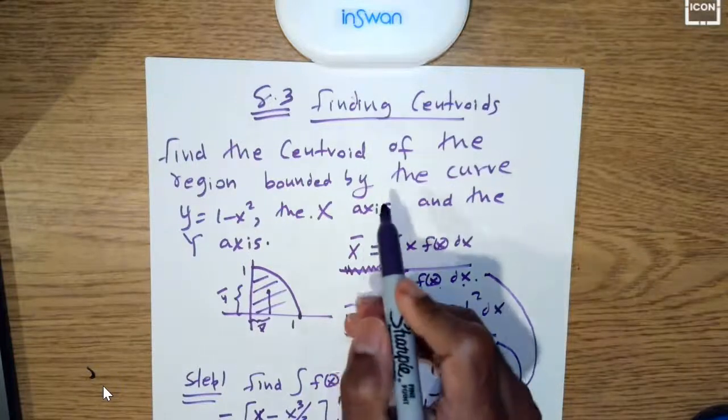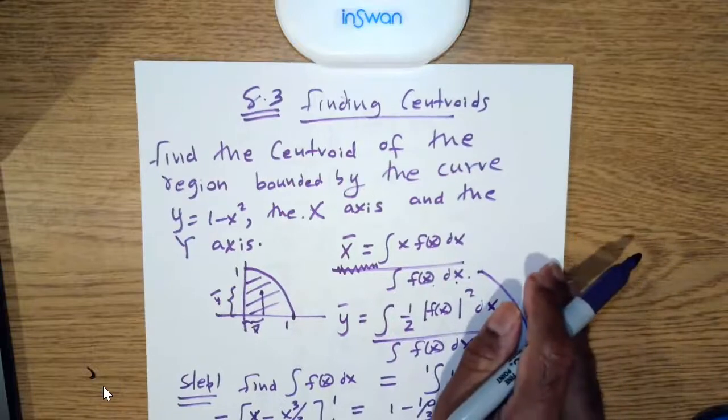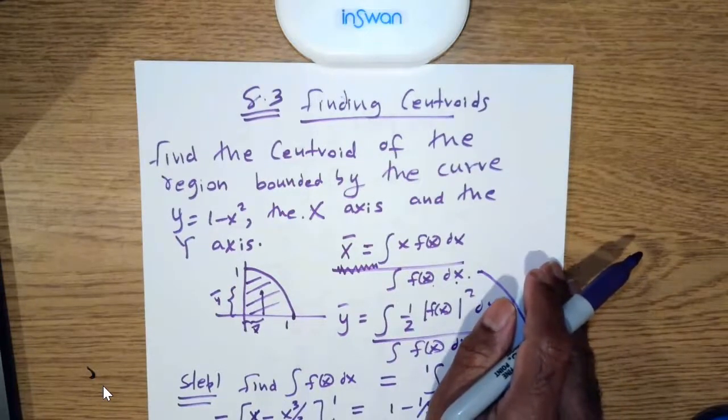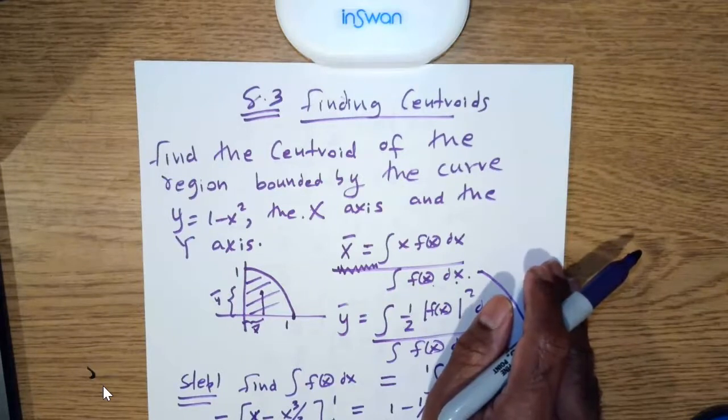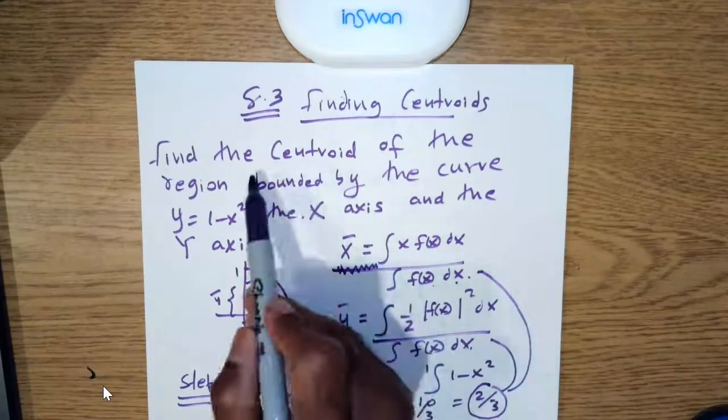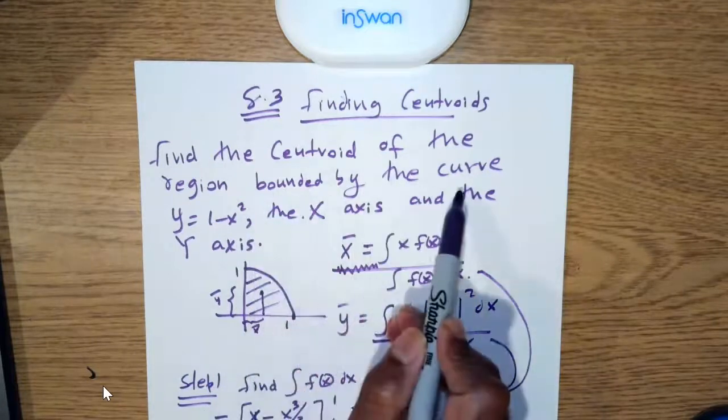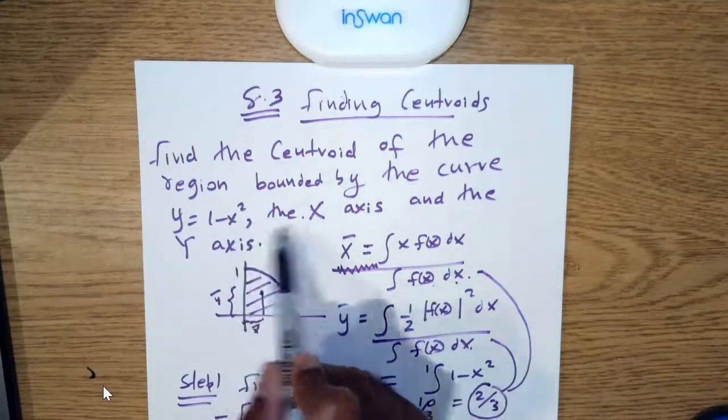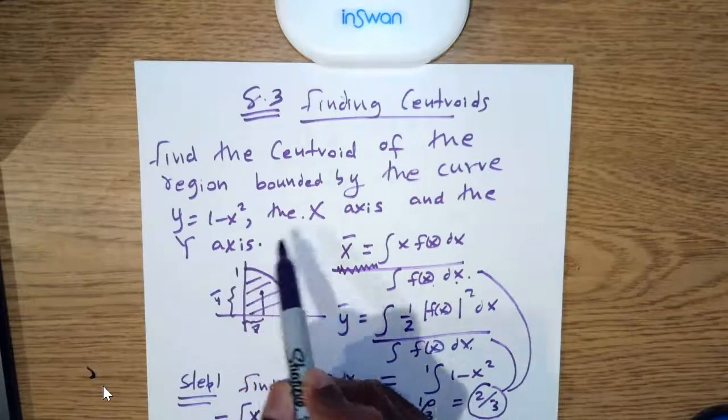So in this video, I'm going to do an example on how to find the centroids of a region, lamina, and so the exercise is to find the centroid of the region bounded by the curve y equals 1 minus x squared, the x-axis, and the y-axis.